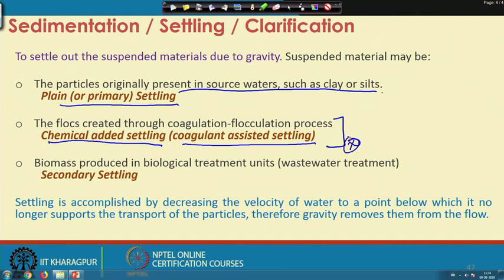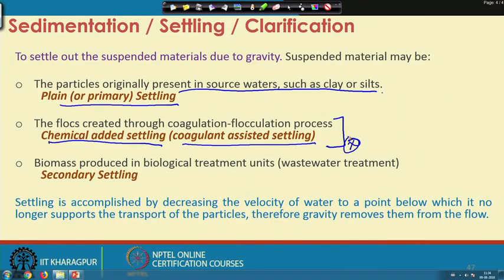Then we can use this settling phenomenon for the phase separation of the biomass which is produced from the biological treatment units, which are there in the secondary treatment in wastewater treatment. So, this is called secondary settling, and secondary settling is also one of the important units in the process of wastewater treatment. Now, whether we call this settling, clarification or sedimentation, they are essentially considered synonyms, particularly in water or wastewater treatment processes.